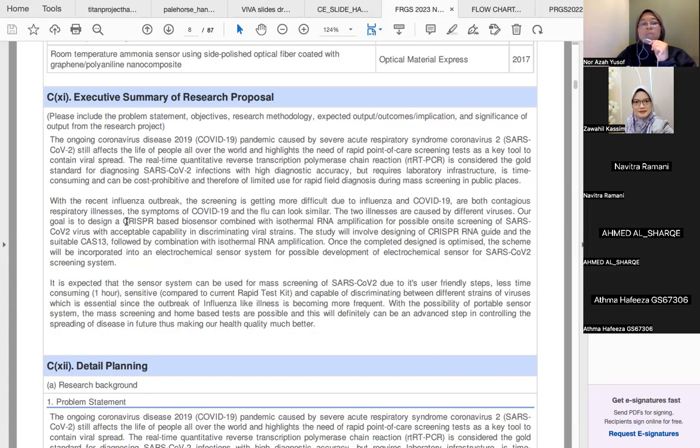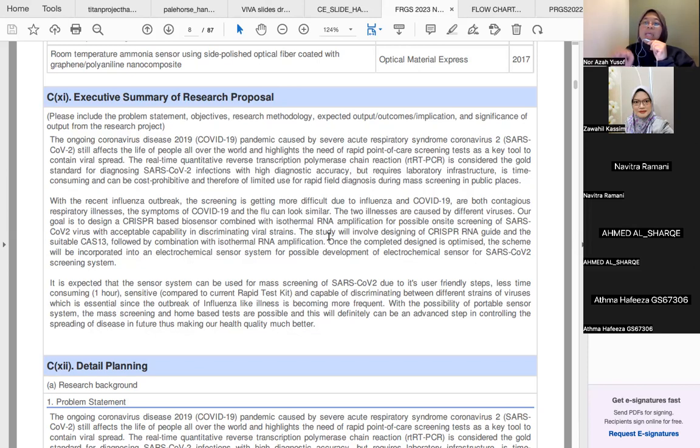Our goal is to design a CRISPR-based biosensor combined with isothermal amplification. Now I have presented my problem statement, which is, one, the difficulty of using RT-PCR, and the other, the difficulty to differentiate different virus strains, influenza and COVID-19. So I propose the usage of CRISPR and RNA amplification. That will be the method section.